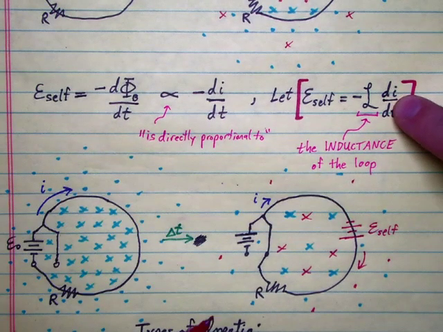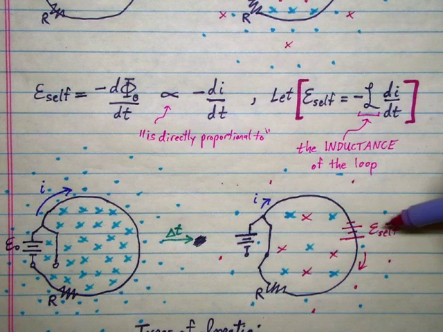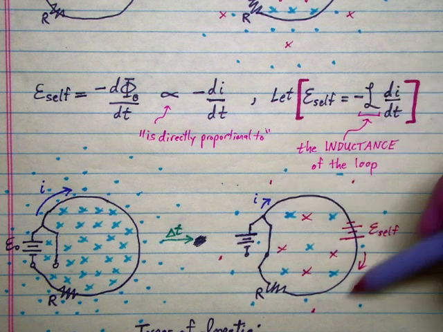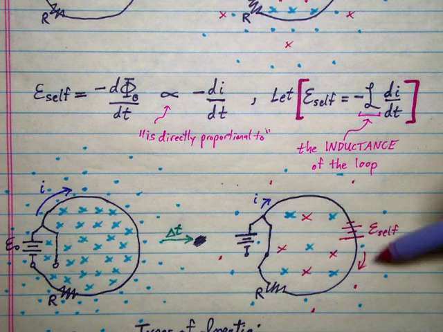So if di/dt is negative, then this negative times that negative gives us positive. That's the sense in which this self-induced EMF is pointing in the positive current direction, trying to keep the current going, trying to maintain the current.